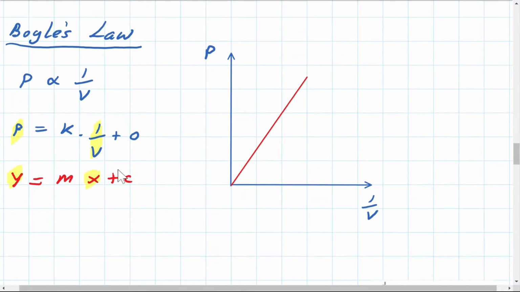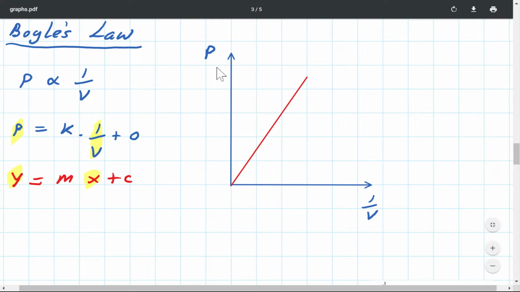And corresponding, again, keep the constant separate the whole time from the variable. The variable is now 1 over V. That corresponds to x. And pressure, P, corresponds to y. So the y-axis is P, the x-axis is 1 over V. And that's that one done.